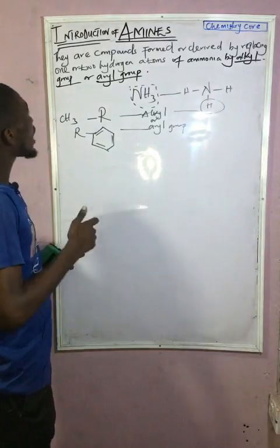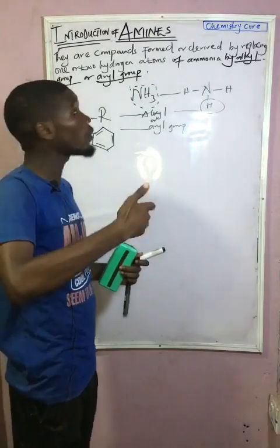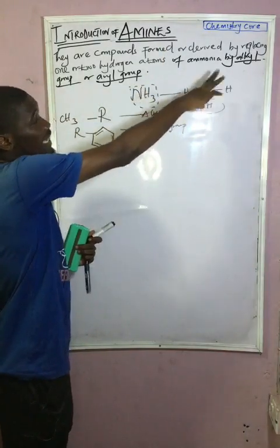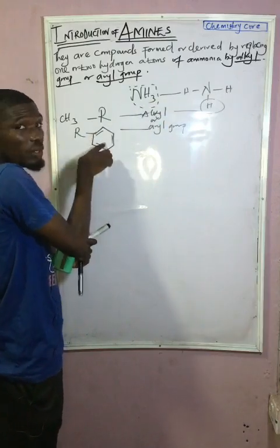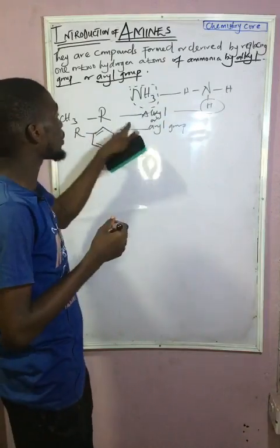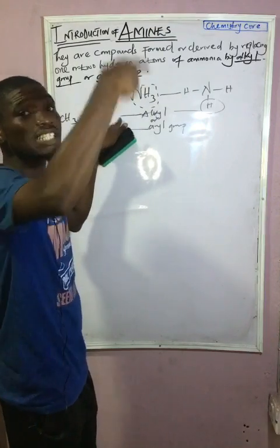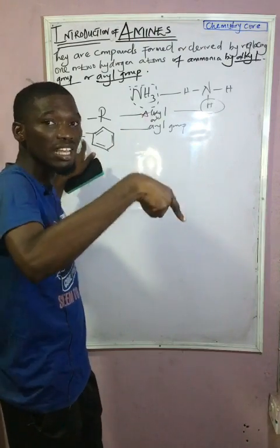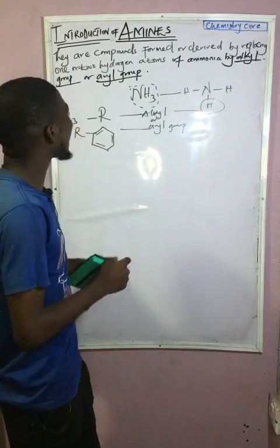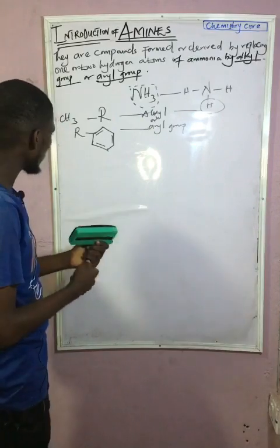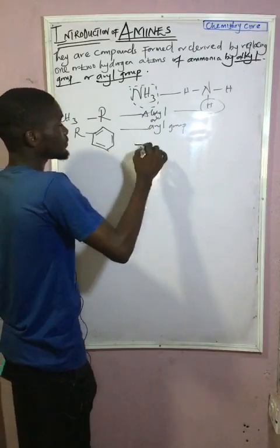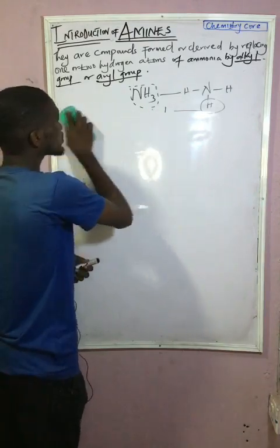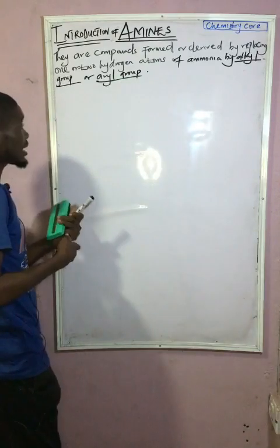So guys, now I think I've explained the concept of how we can easily replace one or two hydrogen atoms of ammonia by either alkyl group or aryl group. Don't forget what I said about this: alkyl is gotten from the parent alkane, while aryl is gotten by the removal of one hydrogen atom from the aromatic compound. So guys, let's take a look at the types. So I have to clean this. So look at the types.